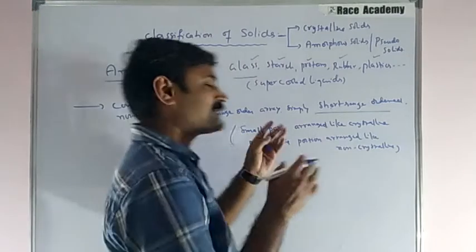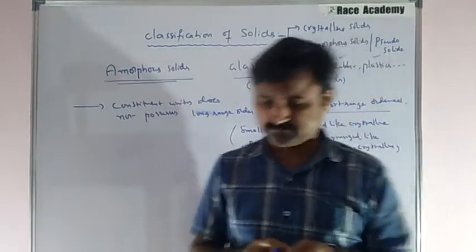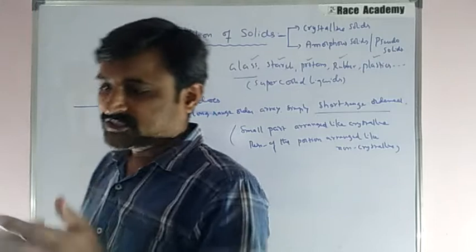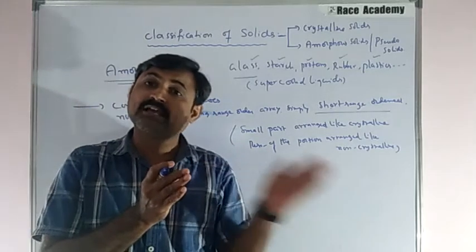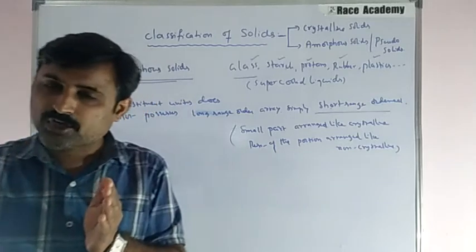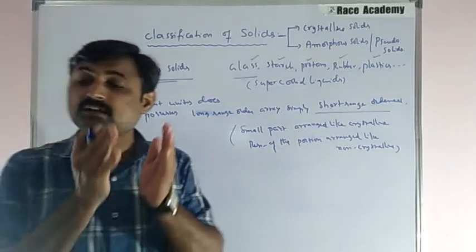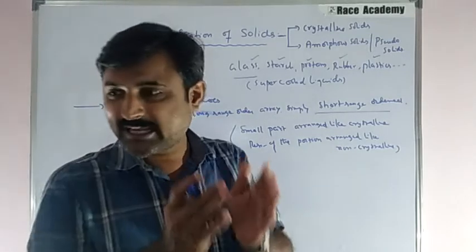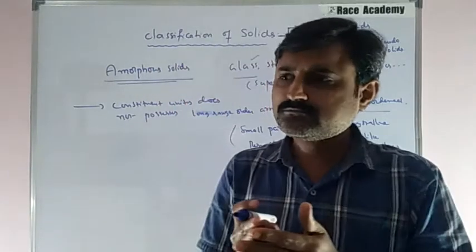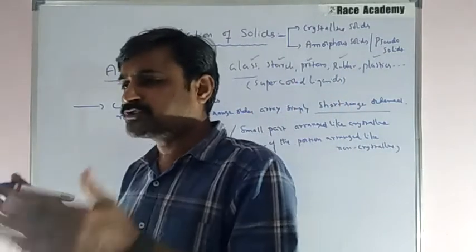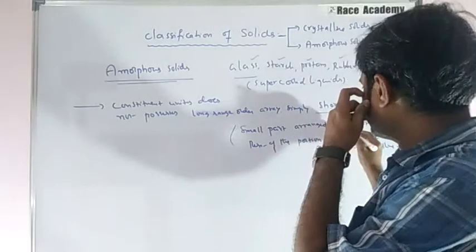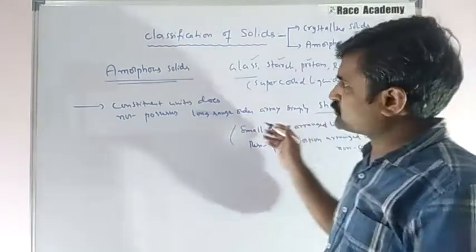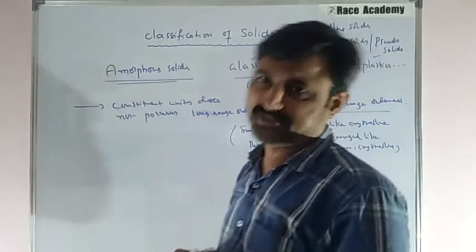So the meaning of short range order is this one only. A small portion in the amorphous solid behaves like a crystalline solid, and the rest of the portion behaves like a non-crystalline solid. So if the case is continued, amorphous solids also will become crystalline solids.